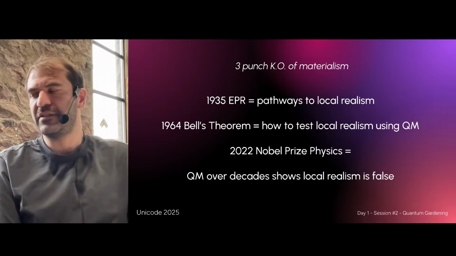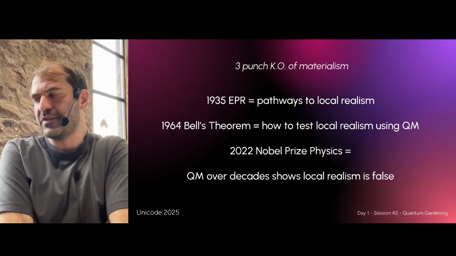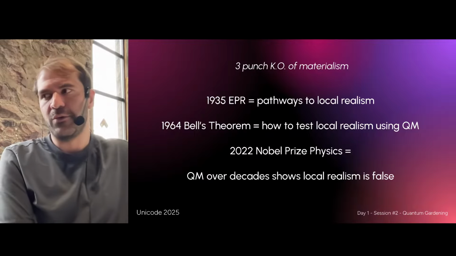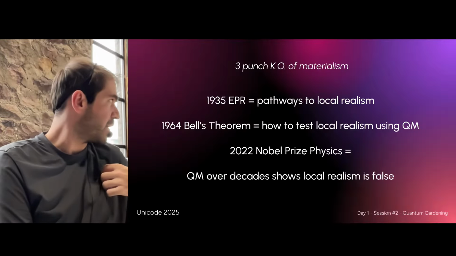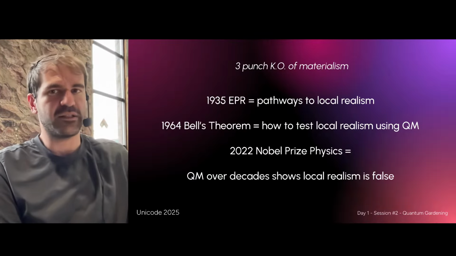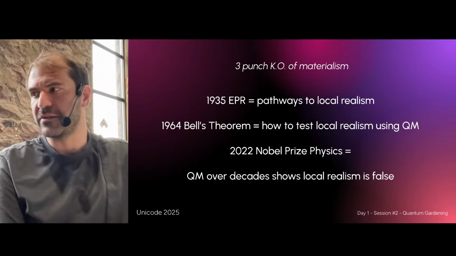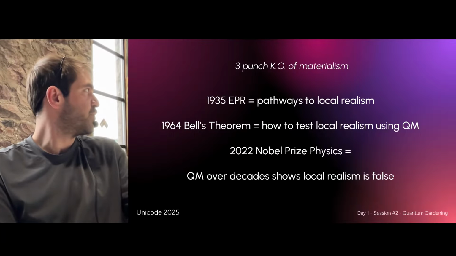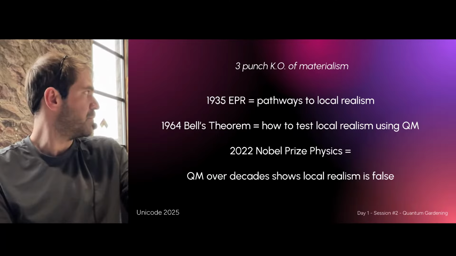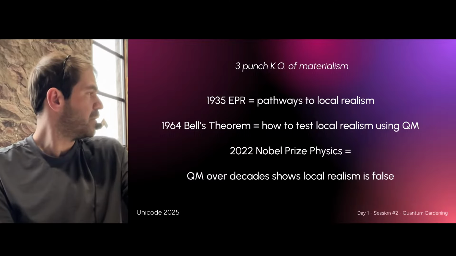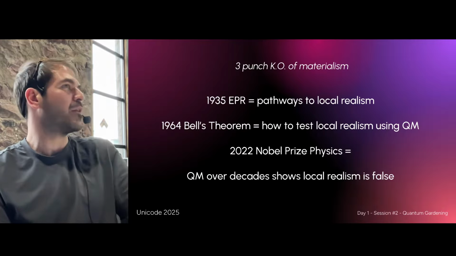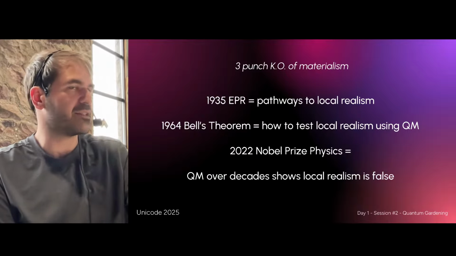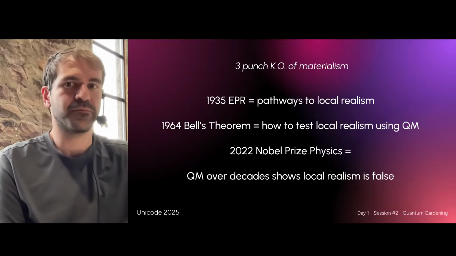And so then in 1964, we had John Bell, and we had his Bell's theorem, which basically said, okay, here is how we propose that you can test local realism using quantum mechanics. So piggybacking on the Einstein, Podolsky, and Rosen paper is Bell's theorem saying, okay, if you really want to finalize your understanding of local realism, whether it's real or unreal, the best way for you to do that is the following tests. These would be your best ways to test local realism using quantum mechanics.